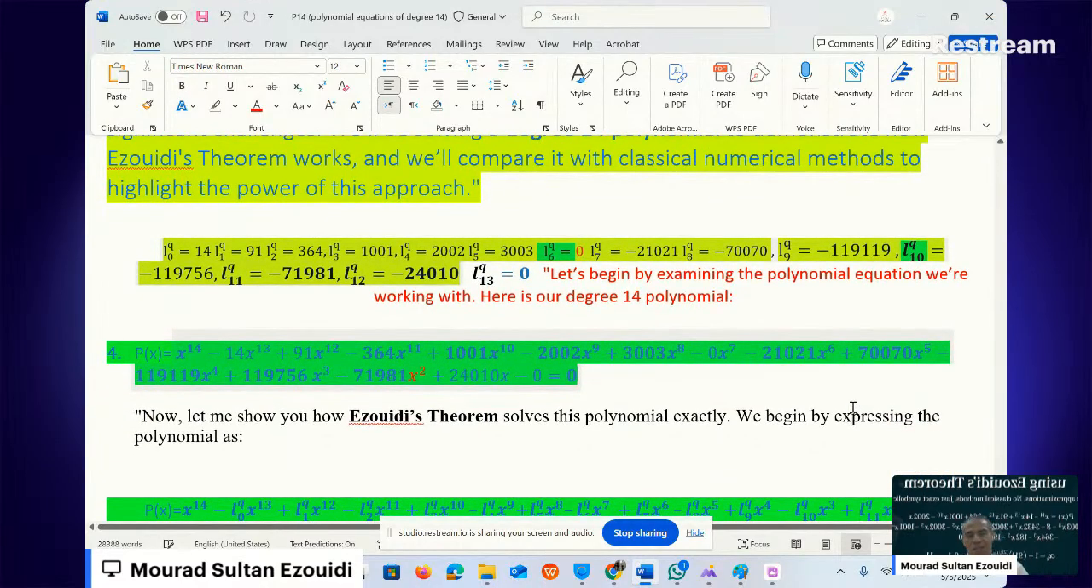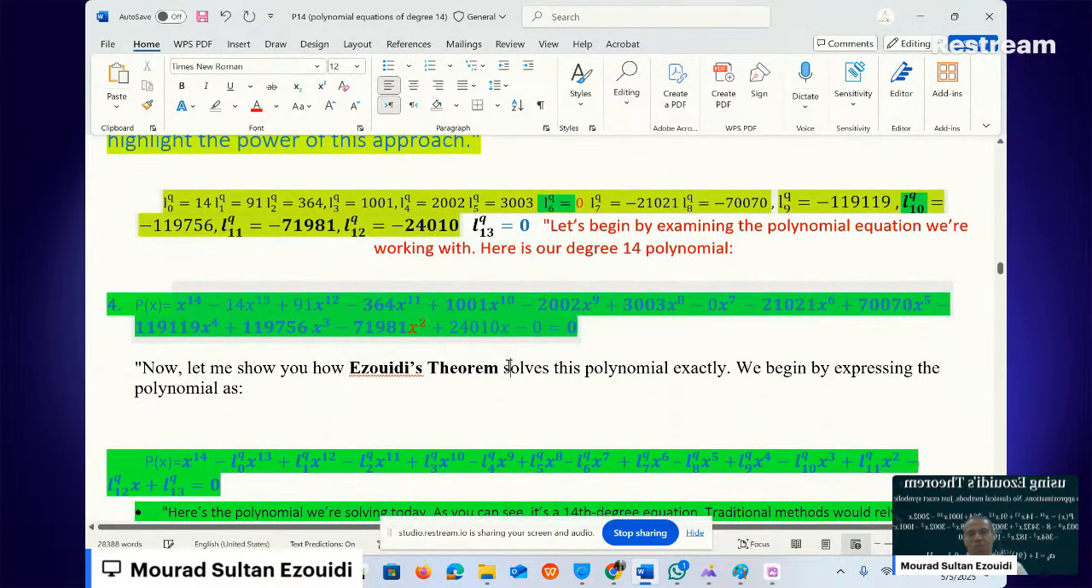Okay, so L0 for the Q in fact is going to be 14, L1 is 91, L2 is 364, and L3 is going to be equal to 1001. Okay, and L4 is going to be equal to 2002, and L5 is 3003, L6 is going to be 0, and L7 is going to be 21,021, and L8 is going to be equal to negative 192,119, and L9 is going to be equal to 119,756 up to L13, which is 2.